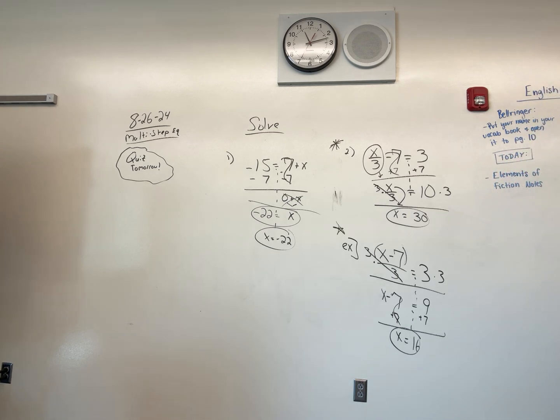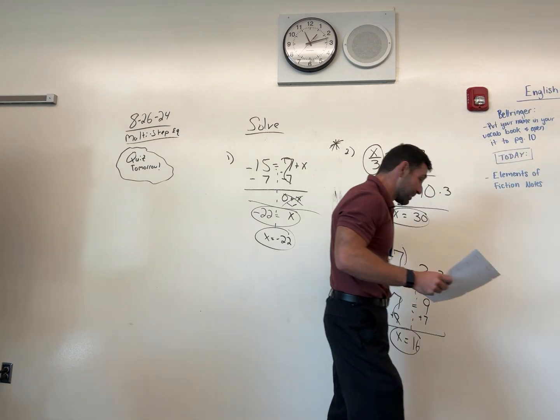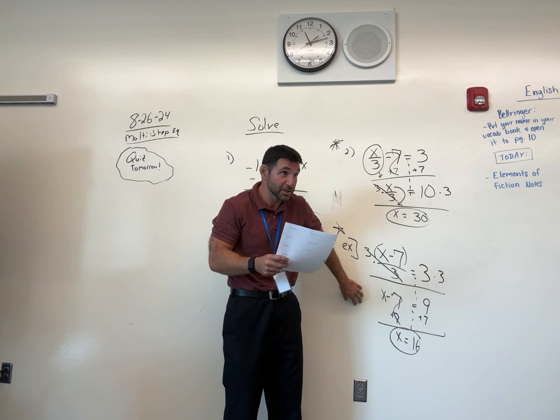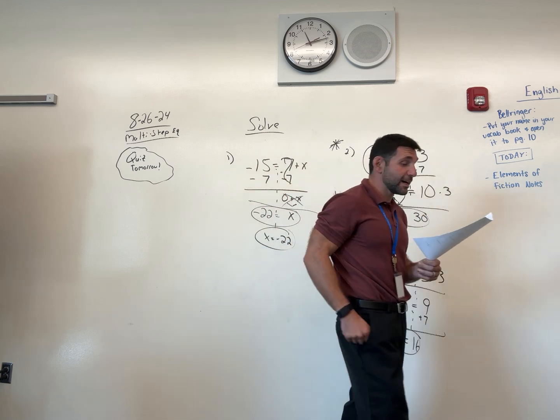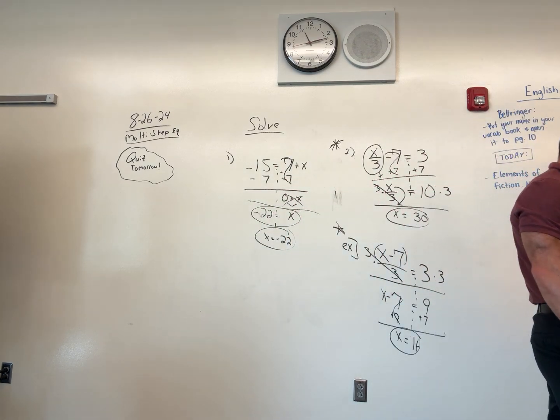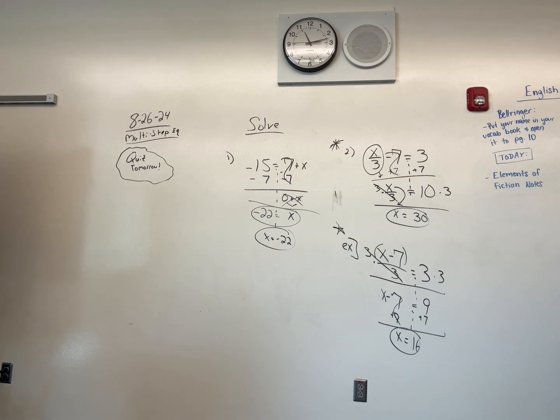Number 7 is similar to this one. Okay, so you might have missed this one. We multiply both sides by 3 first. That leaves me with v plus 9 equals 24. Then we subtract 9 from both sides.